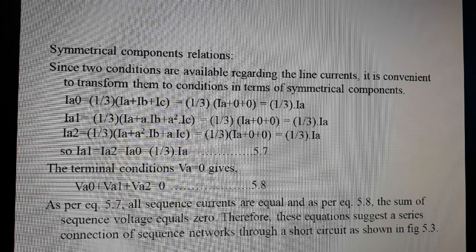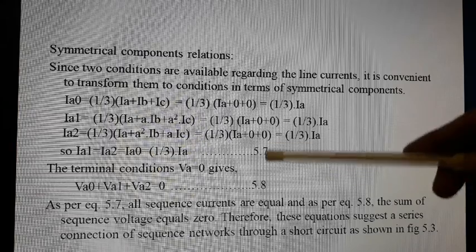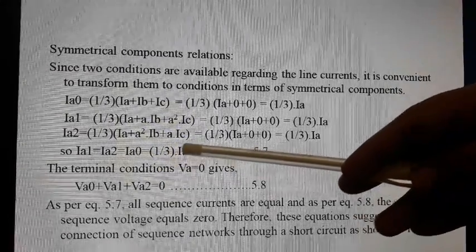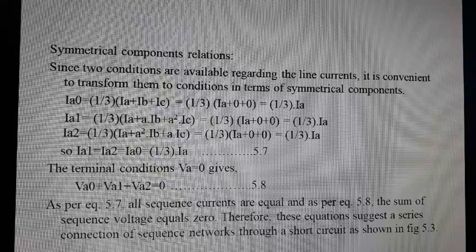Now, observing these two equations, the sequence networks can be interconnected. Okay, we know how to write the positive sequence network, negative sequence network and zero sequence network. So we can interconnect these three by observing these equations. It is very much clear here, as IA1 is equal to IA2 is equal to IA0. All the currents are equal. Then the sequence networks can be connected in series.